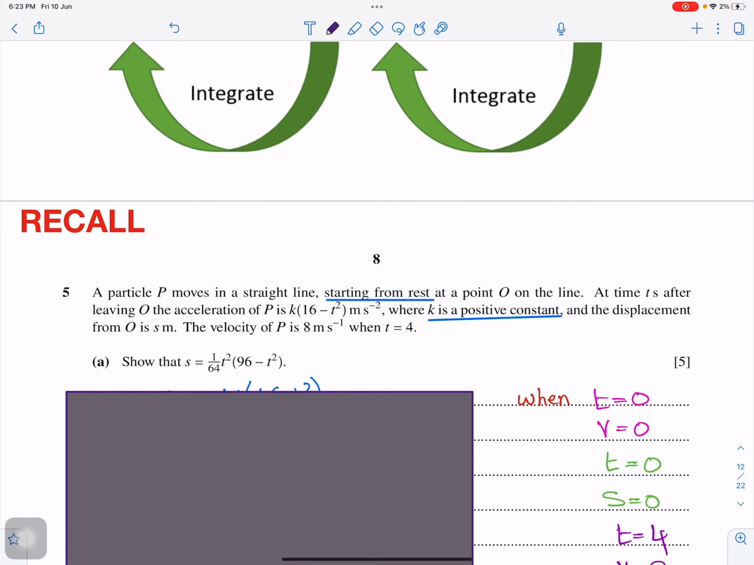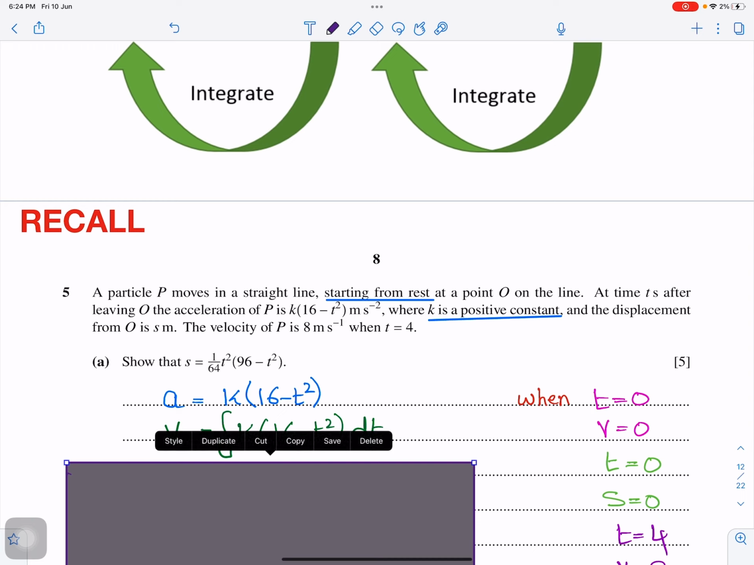At time t seconds after leaving O, the acceleration is given here. So this equation, k bracket 16 minus t squared, is the acceleration equation. So this is given to you here, right? The question is saying k is a positive constant and the displacement from O is s meters. It means displacement is from O.